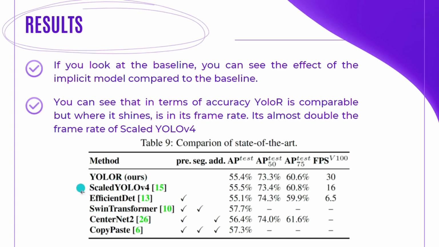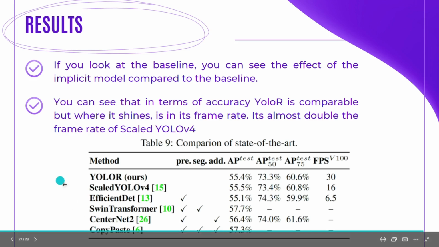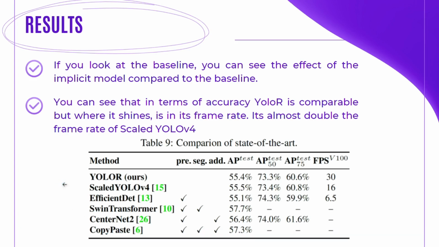And they compared it with other models such as scaled YOLO v4, EfficientDet, and Swin Transformer. You can see that in terms of the mean average precision, the YOLO-R is comparable, but where it shines is in its frame rate. As you can see, when we compare the average precision, it's kind of similar to scaled YOLO v4, so they didn't get that much improvement.